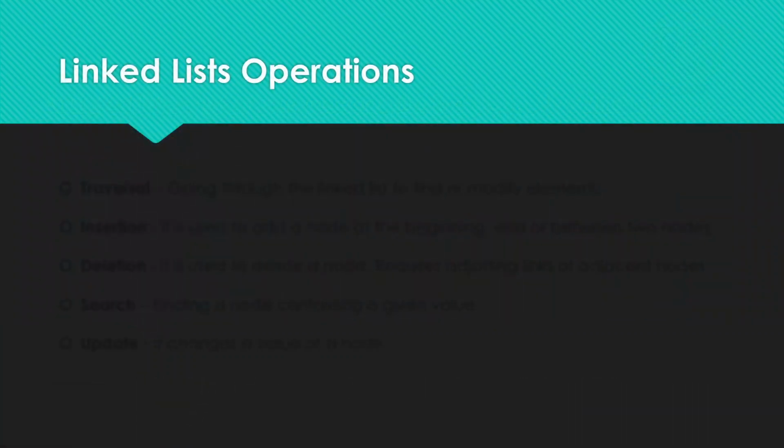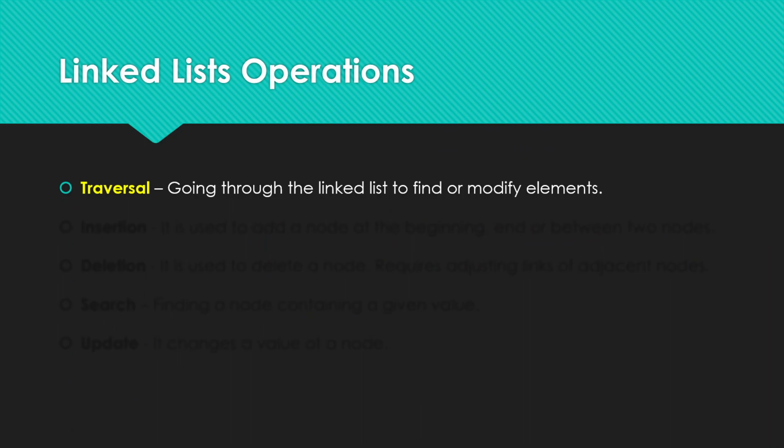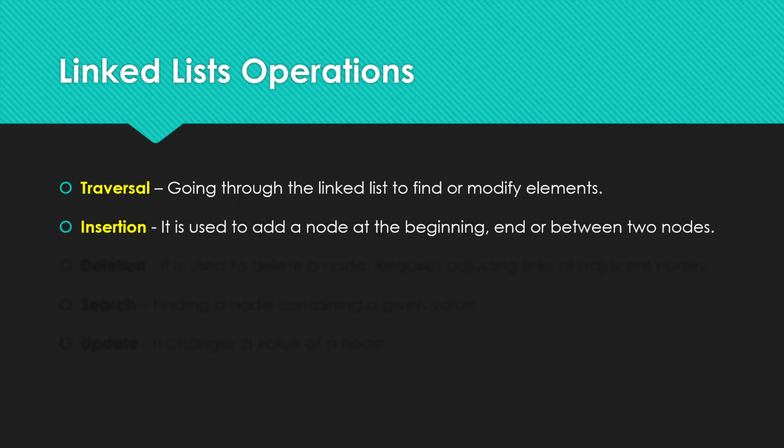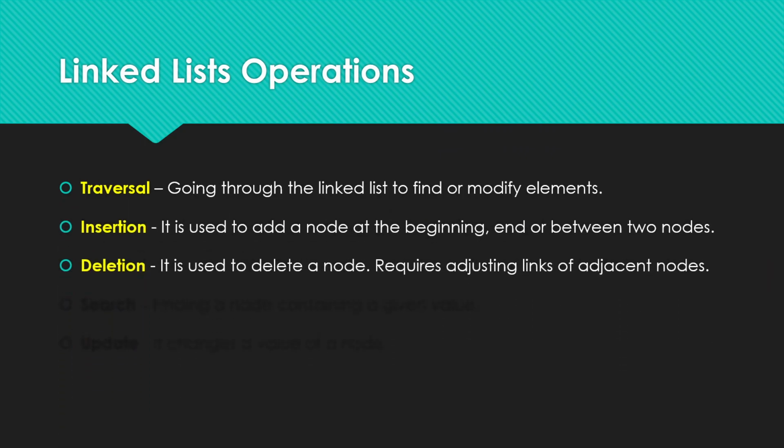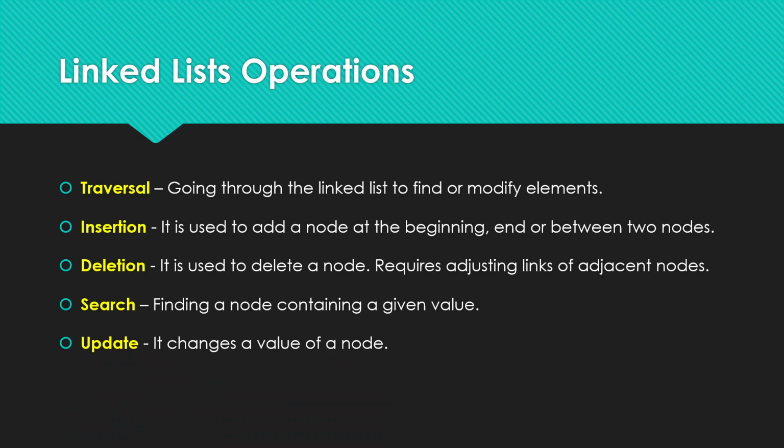Okay, so let's move on. Now, all operations that are possible on all the other data structures that we've looked at are also possible with linked lists. And during our practical, we should be looking into implementing these operations. So traversal is simply going through, visiting each node one after another, from the first node all the way to the tail. Insertion is adding a node.